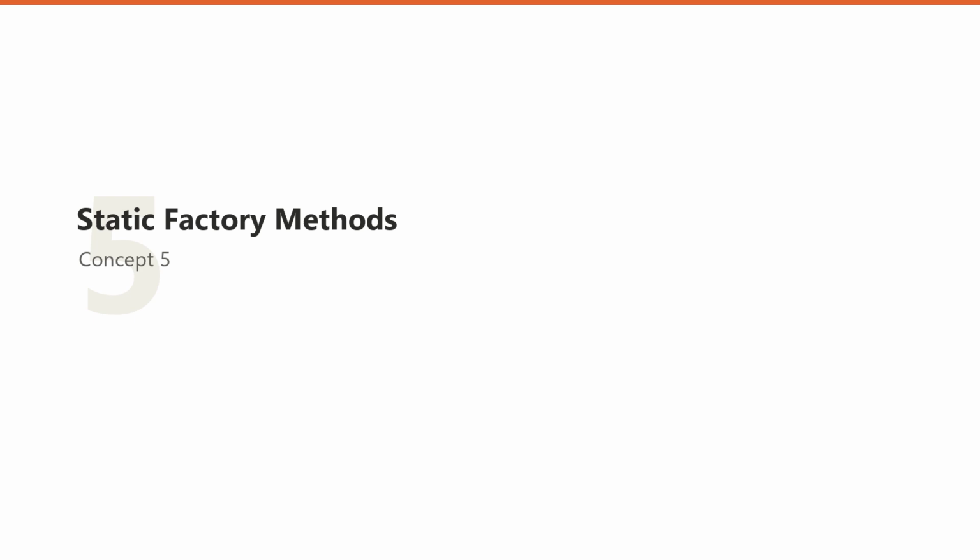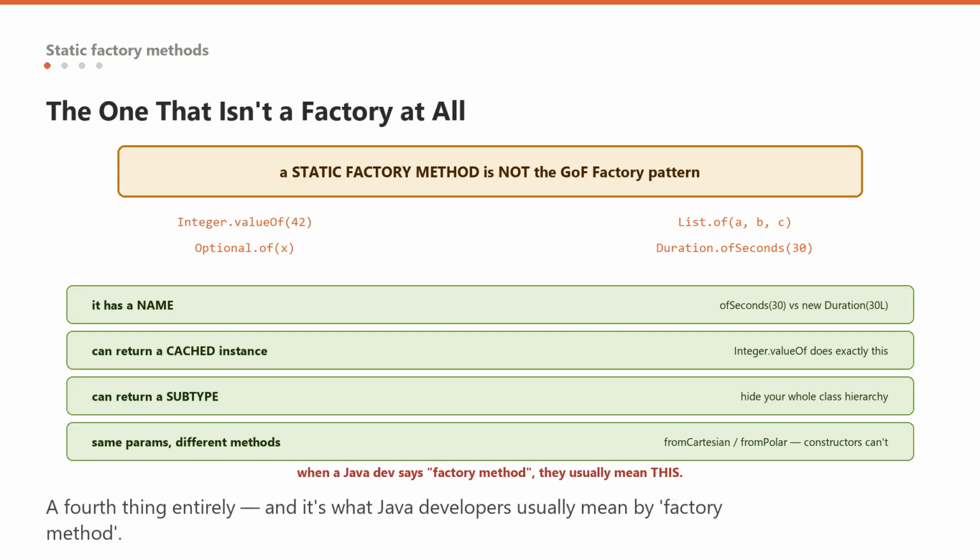Concept 5. The 4th thing called factory that is none of the above. There is a 4th usage of the word, and it will trip you up if you have not thought about it. A static factory method is just a static method on a class that returns an instance of the class, instead of using a constructor. This is not the Gang of 4 factory pattern at all. Nothing is being deferred to a subclass and no family is being enforced. It is a way of creating instances of your own class, and Joshua Bloch's Effective Java opens with it as item number 1. Which tells you it matters.